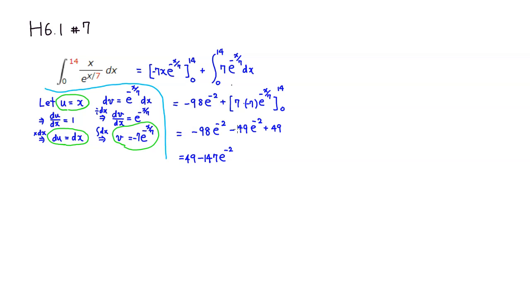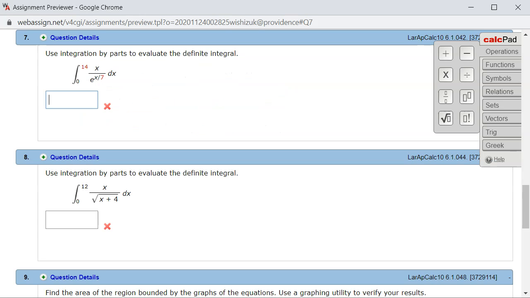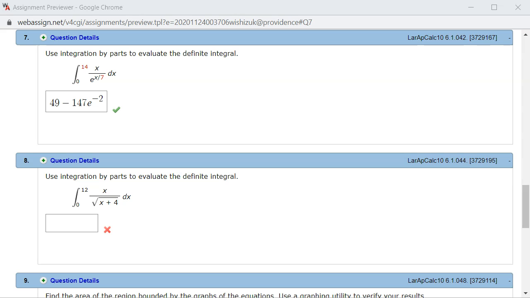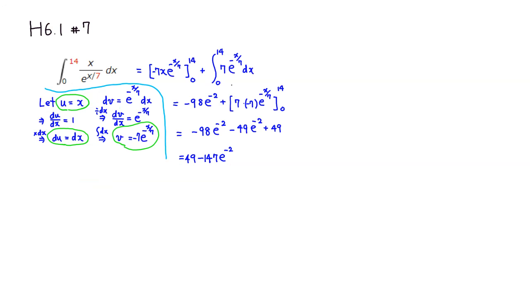Let's type it in: 49 minus 147 e to the negative 2. Let's check the answer. I came back and it looks like we got this one correctly. That's it. I hope that this was clear.